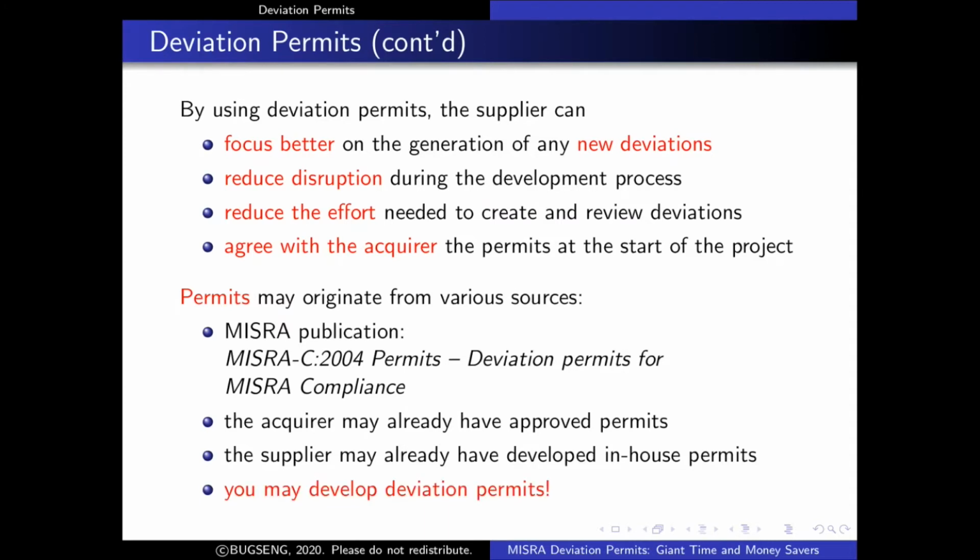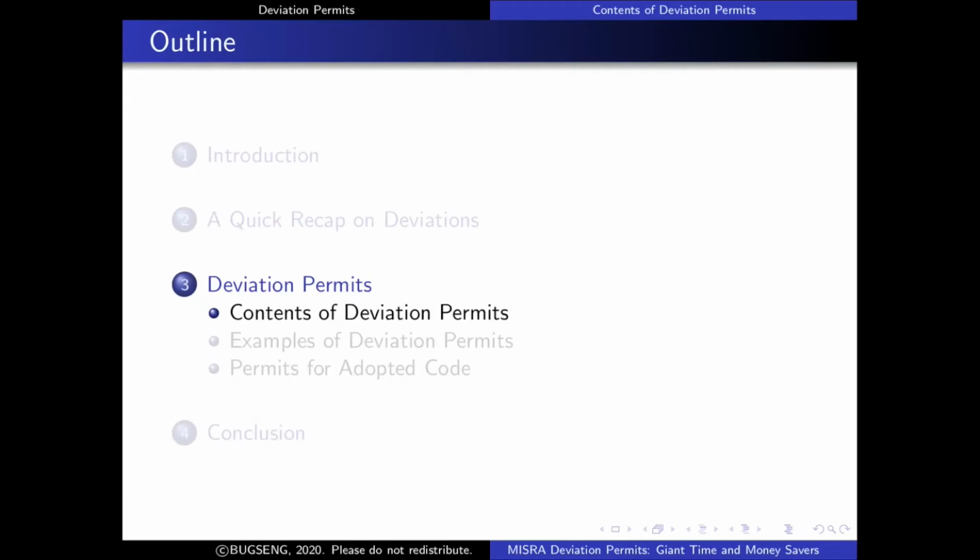The supplier may already have developed in-house permits, and the supplier can propose such permits to the acquirers. And you in the audience, you may develop deviation permits. You just need some MISRA training to do this, and when at the end of this webinar, you will see that it's not rocket science. It's something that anyone suitably trained can do.